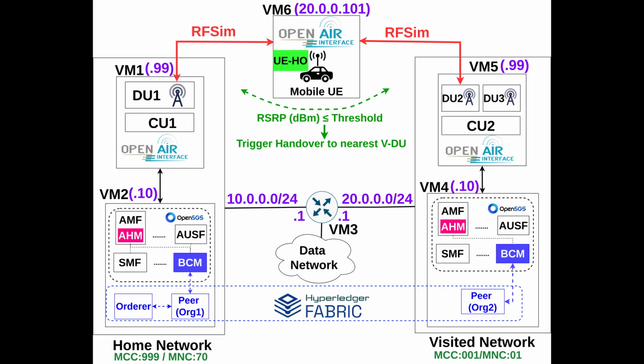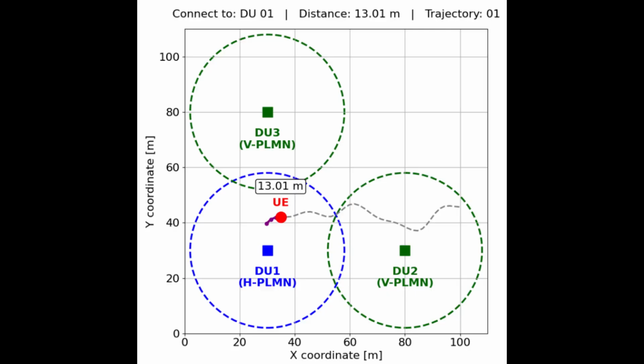A router in VM3 separates the two domains, and a mobile UE in VM6 connects to the RAN through the OAI RF simulator. The UE follows a predefined trajectory from DU1 in the home network toward DU2 in the visited network. The handover is triggered by an RSRP threshold, and the target cell is selected as the nearest DU.